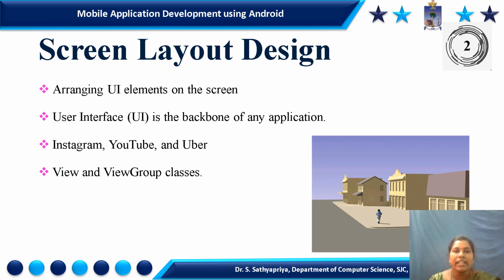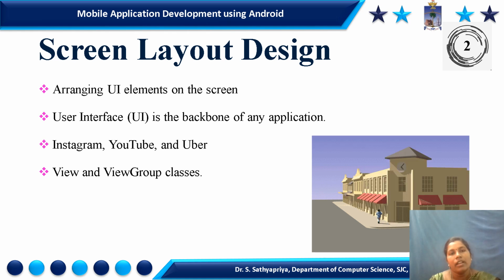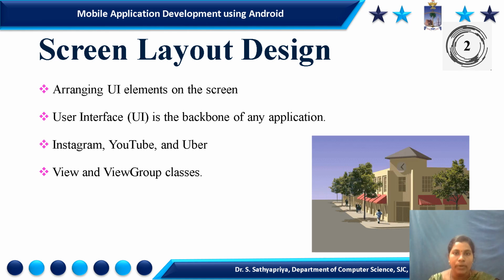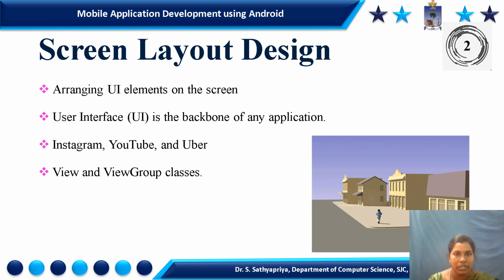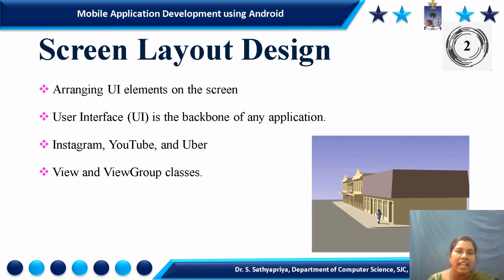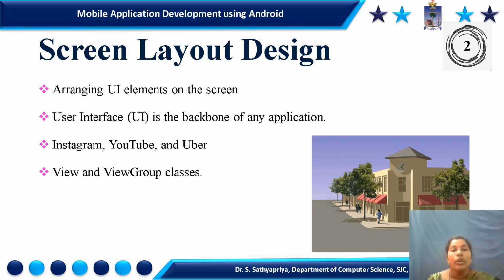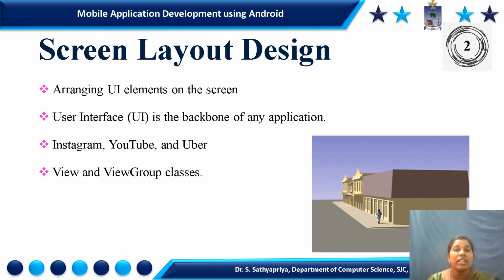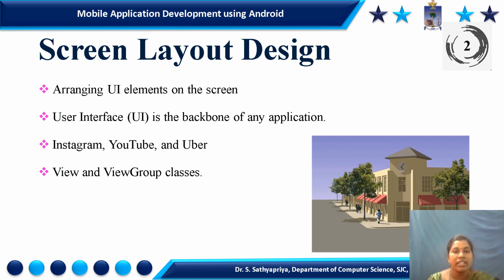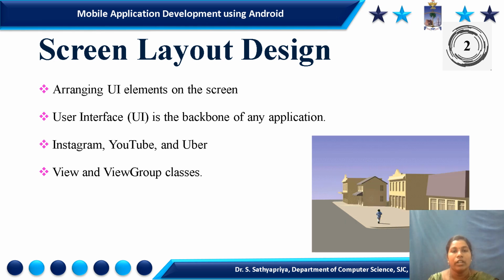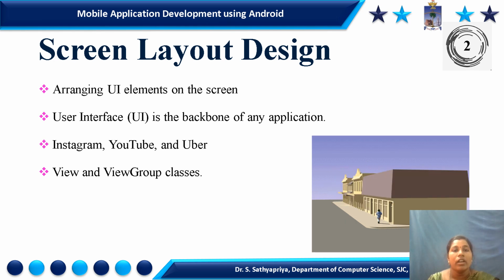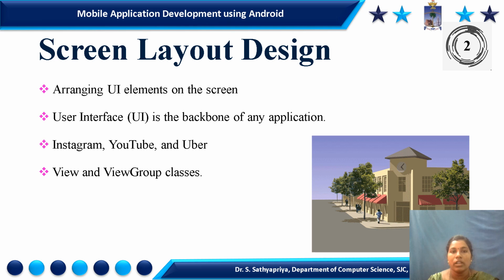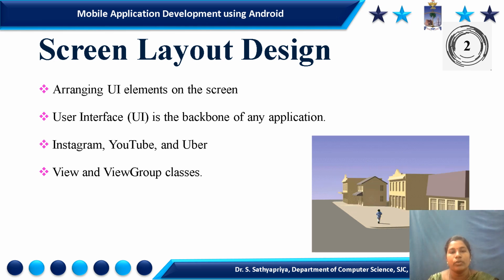So what exactly is screen layout design? It is the process of arranging UI elements on the screen in a structured way so that users can interact with the application easily. UI is the backbone of any application. The popular applications that have good UI are Instagram, YouTube, and Uber. To design a good UI, two major classes are used, that are views and view groups.